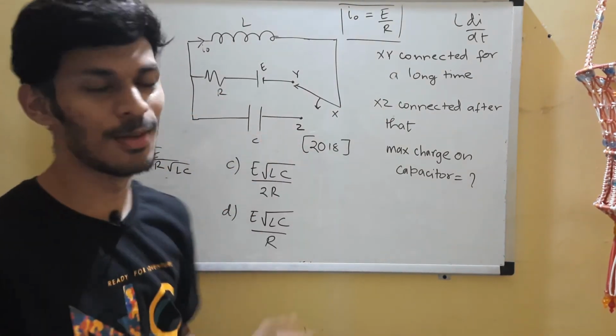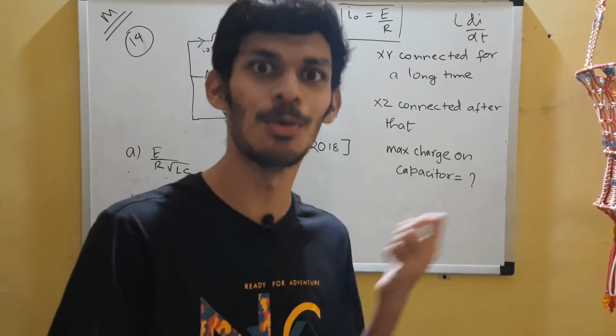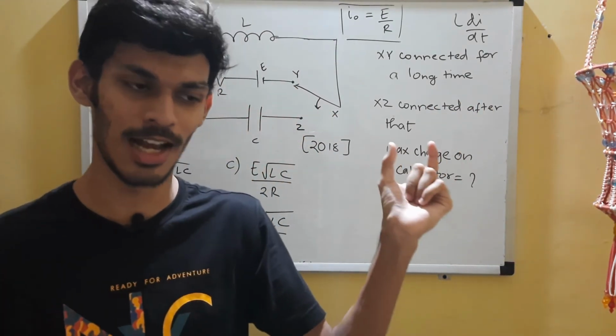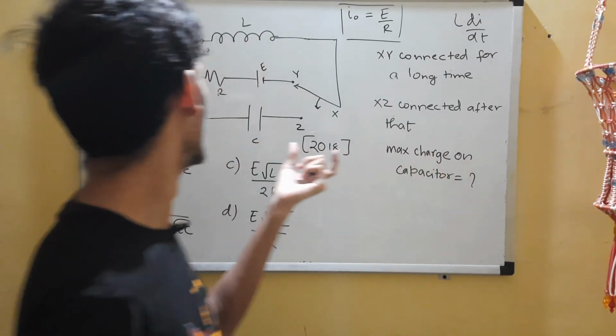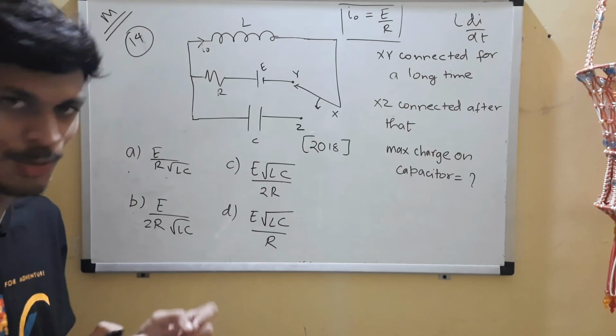Charge will start to accumulate on this capacitor, and the charge will grow and grow and finally attain a maximum value. That is what we are supposed to find. So the first step is charging of the capacitor. Okay, so we'll end the story over there.